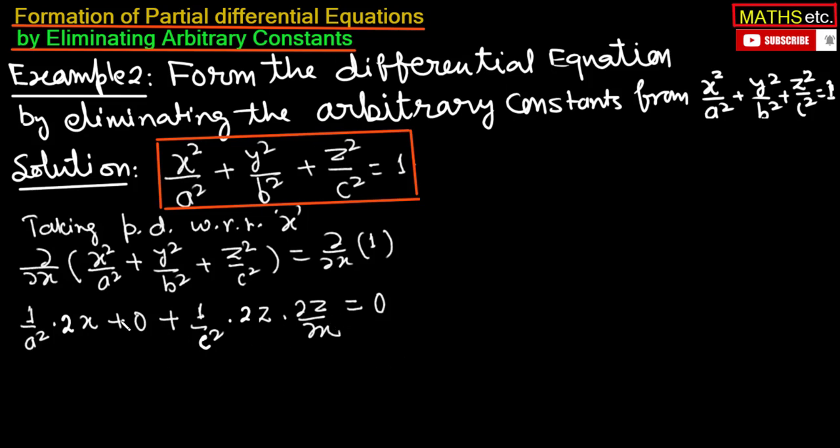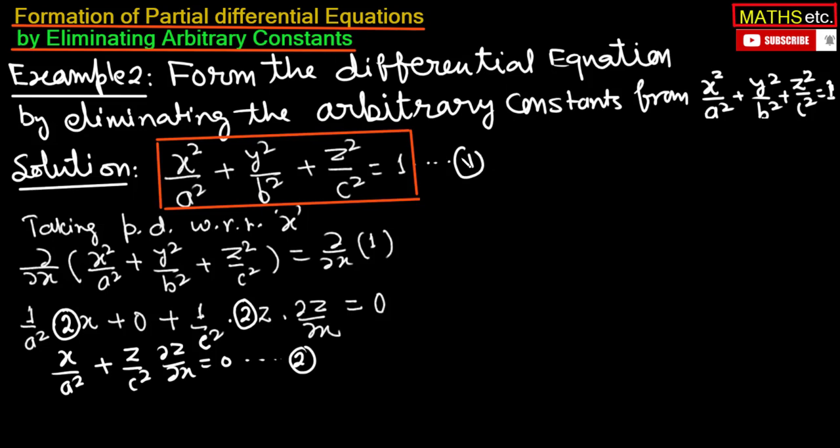So we'll further simplify it. We have this 2 as a common factor, so we'll divide throughout by 2. So we get x over a squared plus z over c squared times del z over del x equals 0, and this is our equation number 2. So this one was equation number 1, so we got equation number 2.